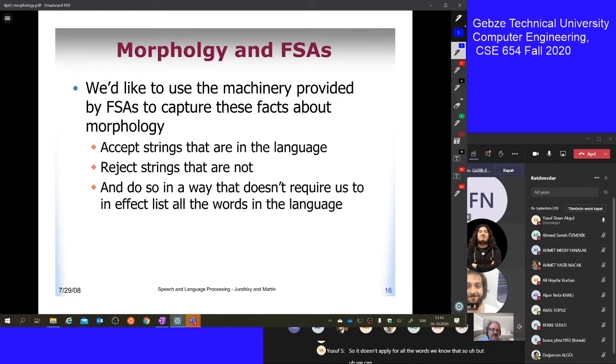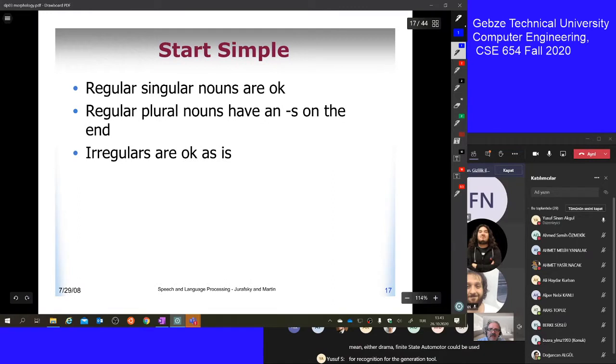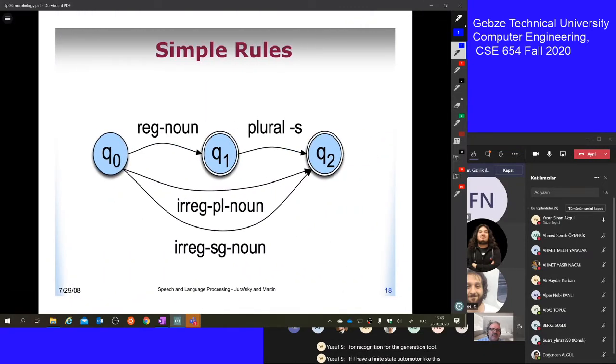So, whether it is applicable or not, we could use finite state automata to make these kinds of decisions. Remember, finite state automata could be used for recognition, for the generation too. If I have a finite state automata like this, for any regular noun, I accept it. For any regular noun plus the s affix, I recognize that too. For irregular plural nouns or for irregular singular nouns, I always go to the accept state. So for a very, very simple rule, that means that I need to get a list of regular nouns and irregular nouns.